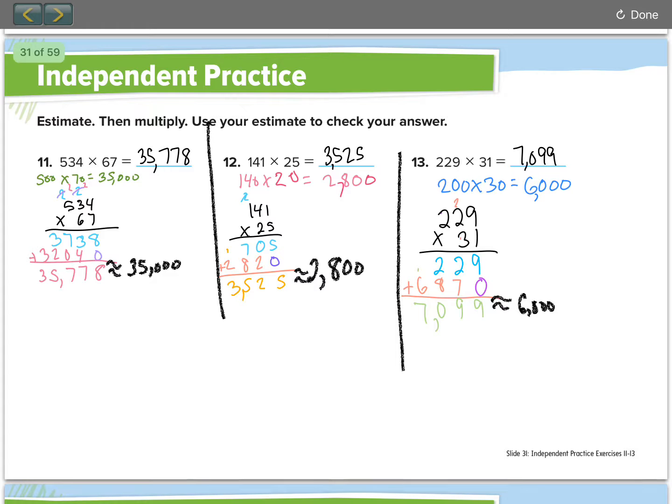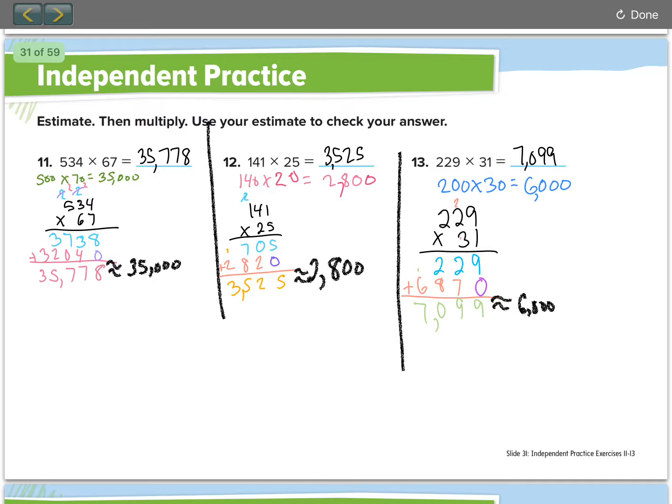I'm going to start my ones column with the 7. I'm going to multiply 534 times 7. 7 times 4 is 28. I place my 8 and carry my 2. 7 times 3 is 21. 21 plus 2 is 23. I place my 3 and carry my 2. 7 times 5 is 35. 35 plus 2 is 37. So my first line, the product of 534 times 7, is 3,738.